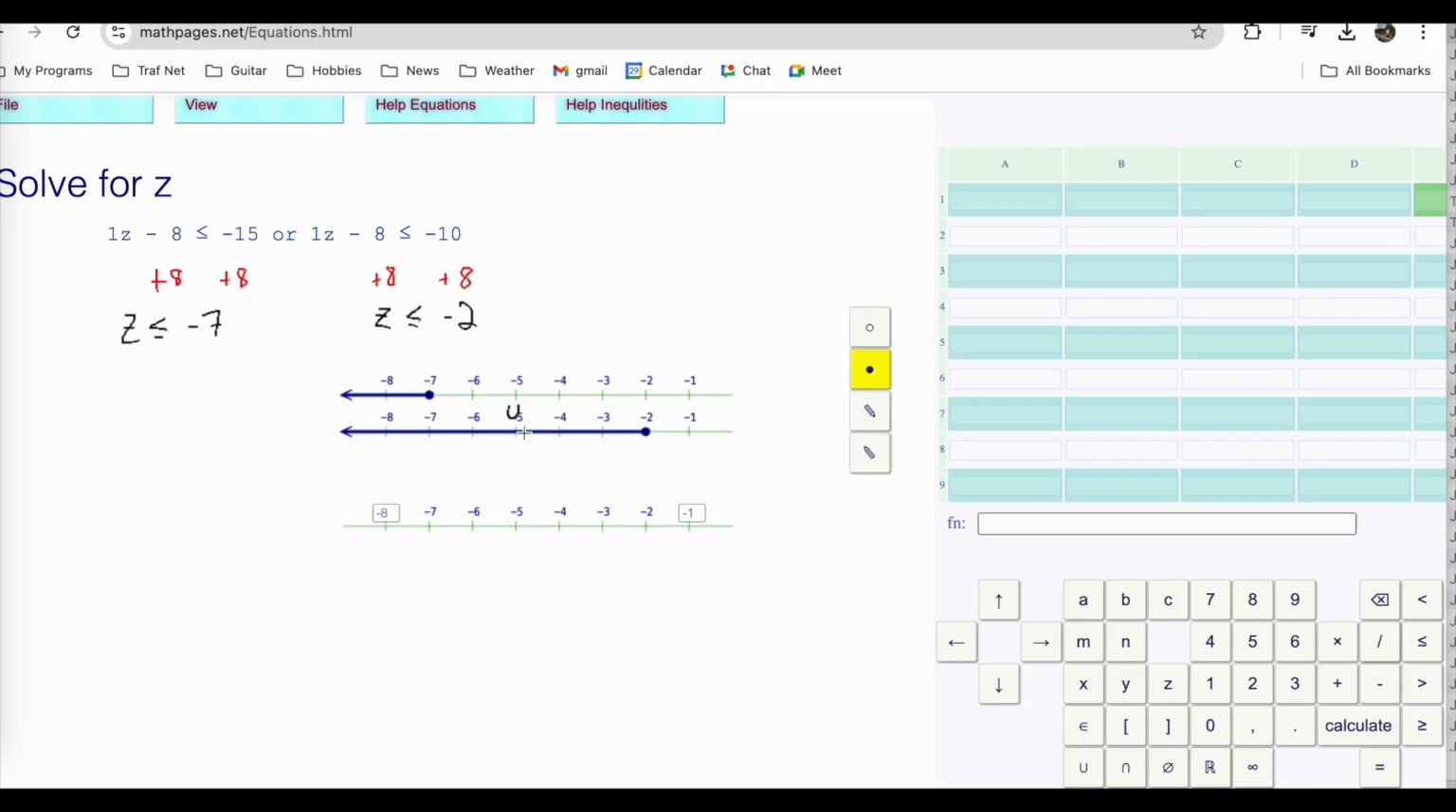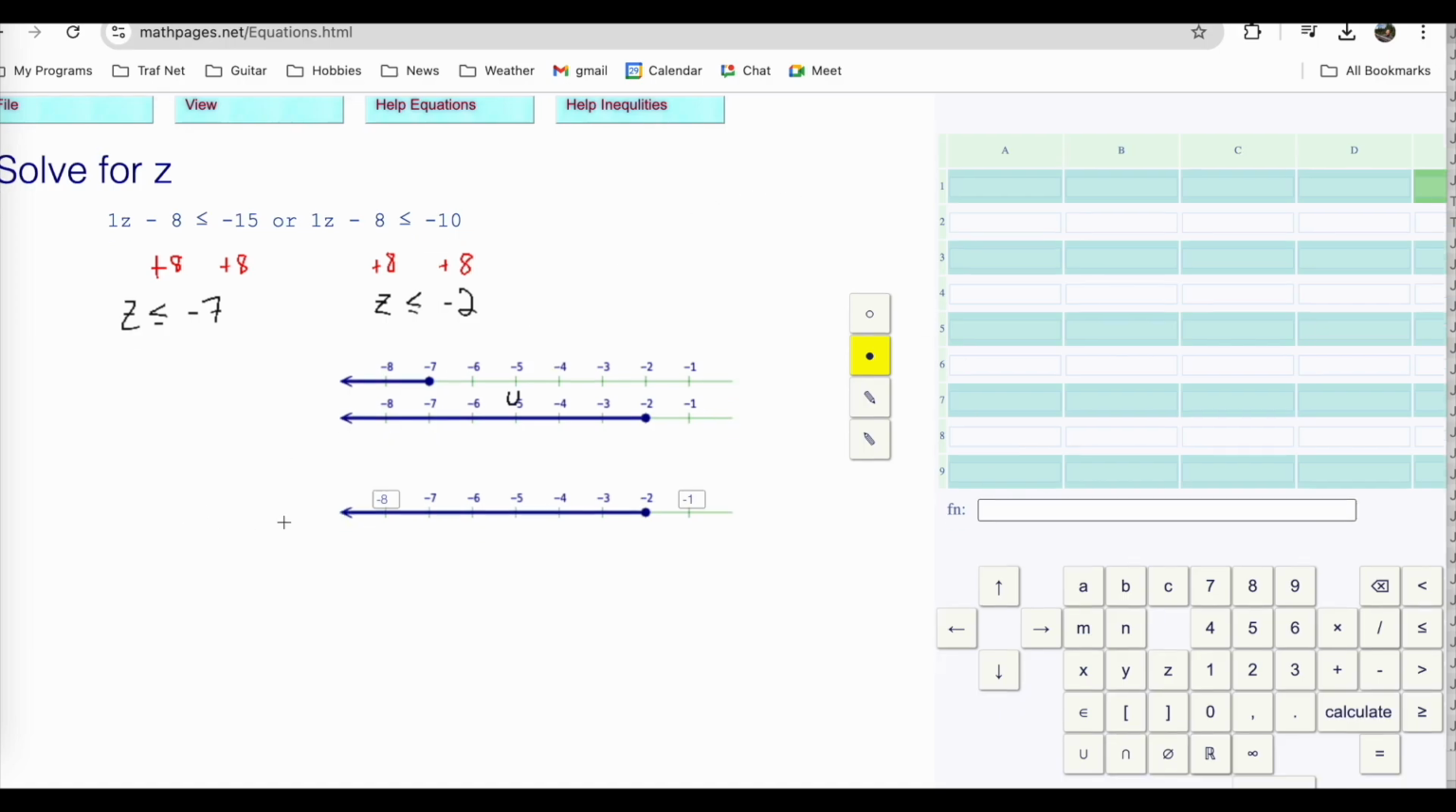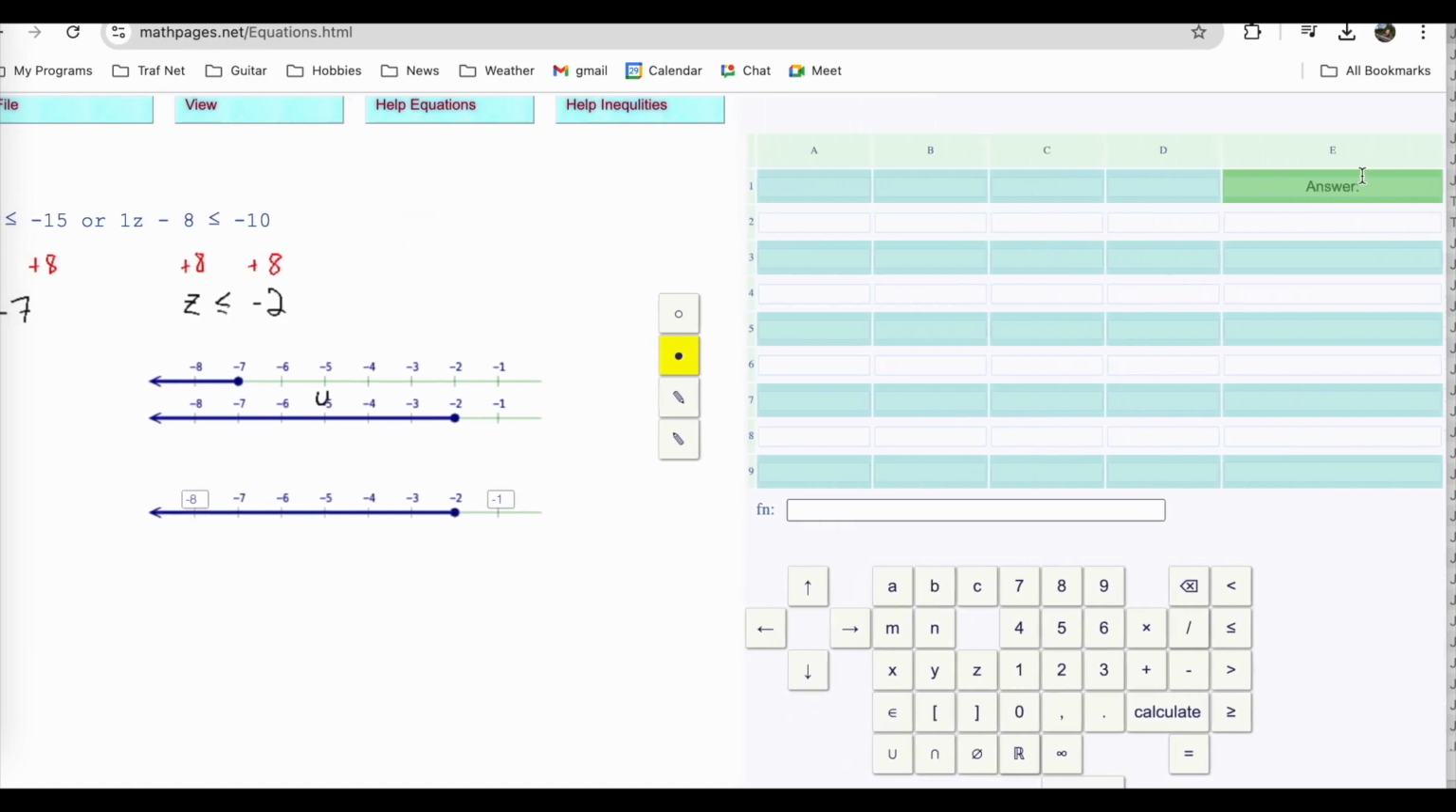What about negative 5? Negative 5 included in one or the other? Yes, it's included in this one. So negative 5 is included. All the way up until the 2. We're going to start at the negative 2. And we're going to go all the way down like that. We're going from negative infinity all the way up to negative 2.